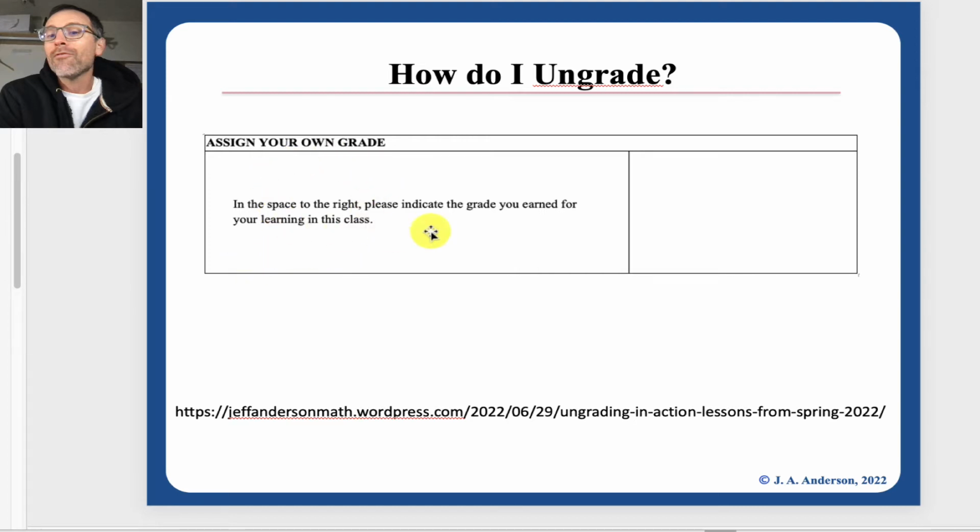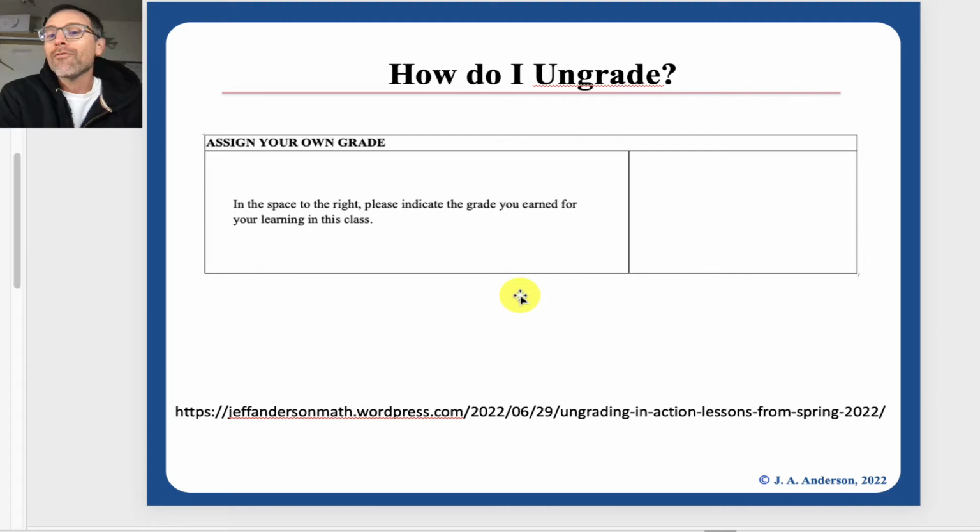The last assignment is what I call the final self-evaluation. And assuming that they finished the class, this is one of the questions on that final self-evaluation. In the space to the right, please indicate the grade you earned in this class. I tell them I encourage you to give yourself an A if you got through this class. But if you finished, you get to determine that for yourself.